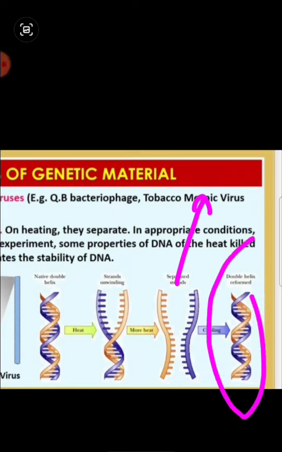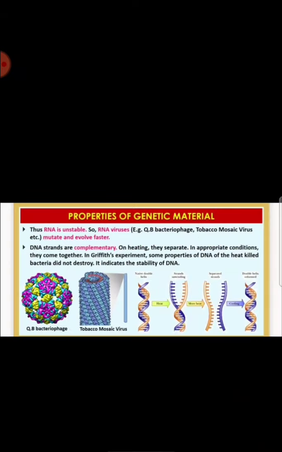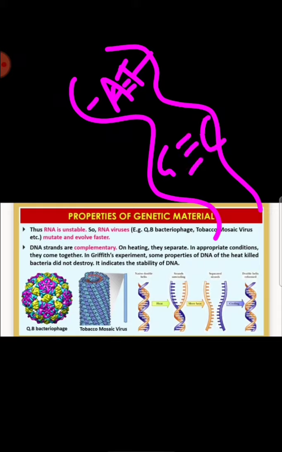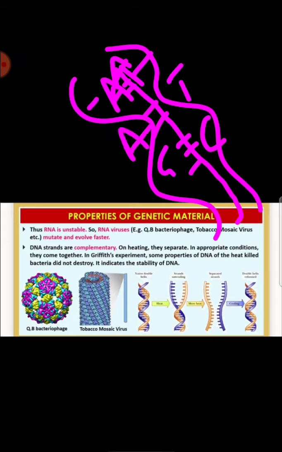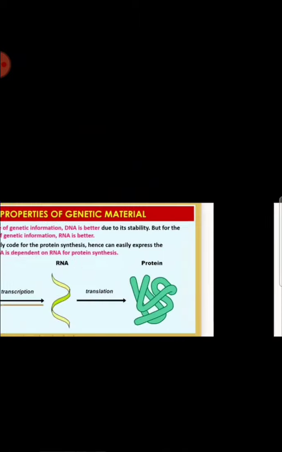But on cooling, the strands will again rewind. You will study this in the next classes. Why are they called complementary? The codes are always complementary: if it is A, it has to complement with T, and G will complement with C, giving the complementary strand. All the codes A, T, G, C will be like this, and they will complement with each other. So the strands' codes are completely complementary.